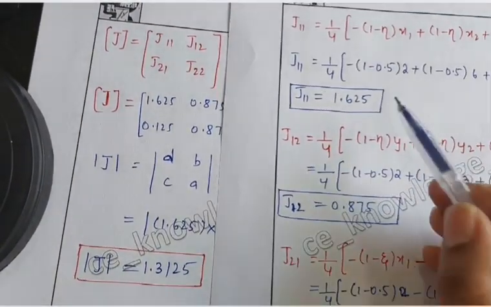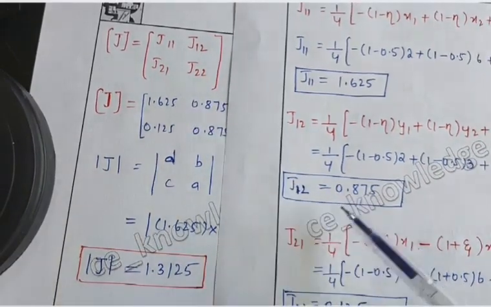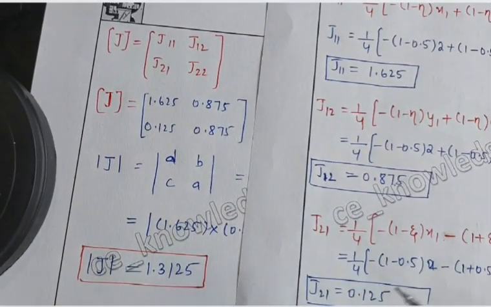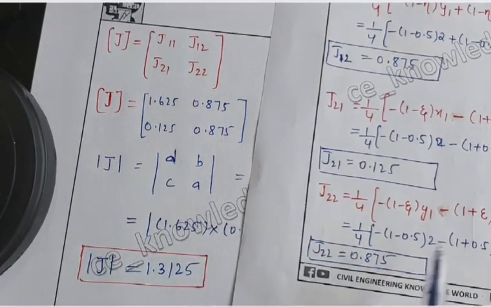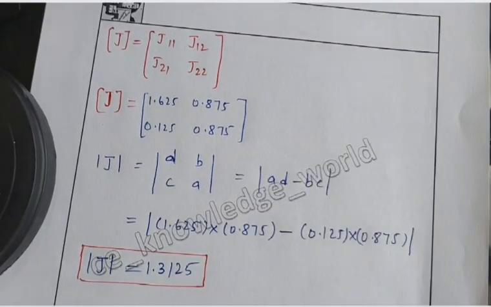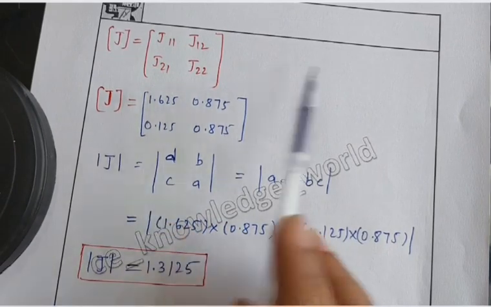So how do we write this matrix? Here we got J11 as 1.625, J12 as 0.875, J21 as 0.125 and J22 as 0.875. So we have written it in the form of a matrix.